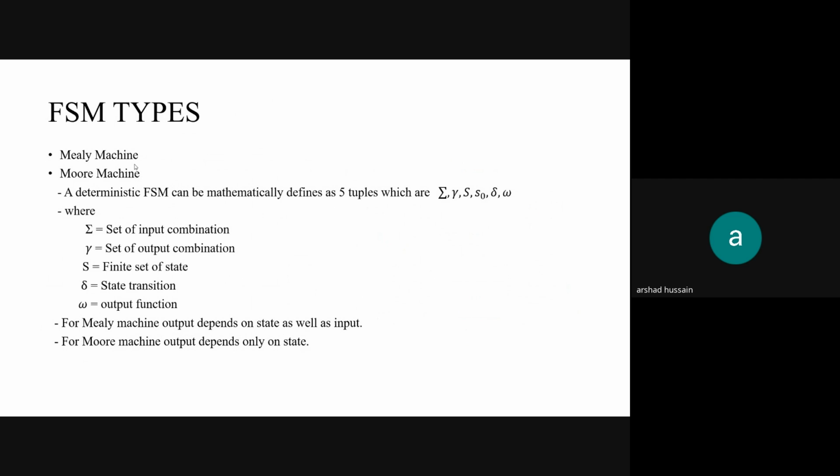Now for the output function, for the Mealy and the Moore machine, we have a difference. For the Mealy machine, the output will depend on the state as well as the input, so the equation will be omega equal to S cross sigma giving gamma. And for the Moore machine, as it will depend only on the state, omega equal to S giving gamma.